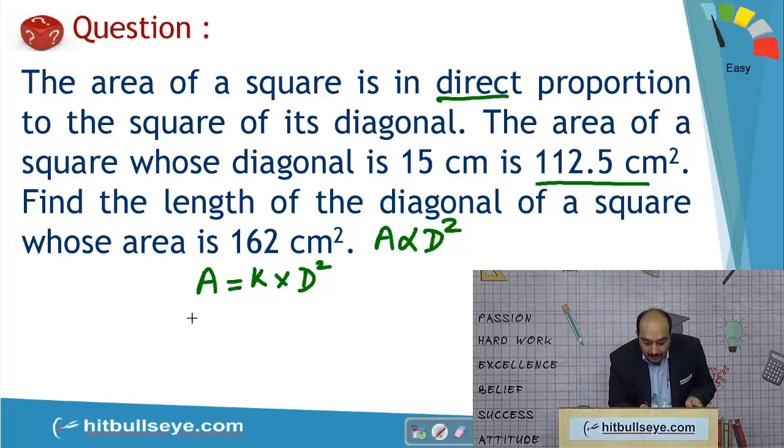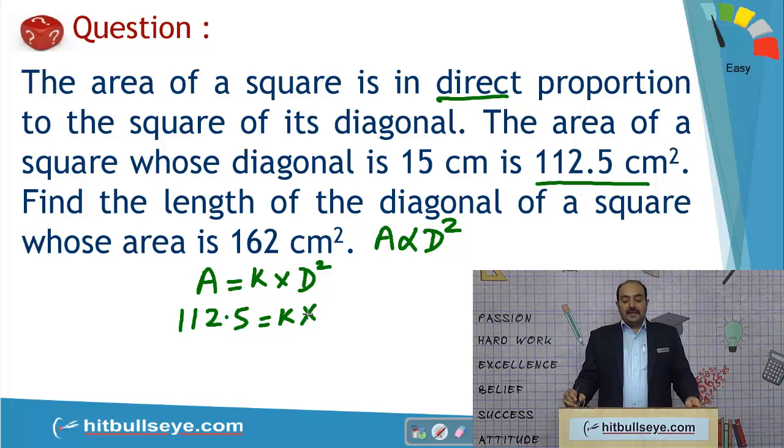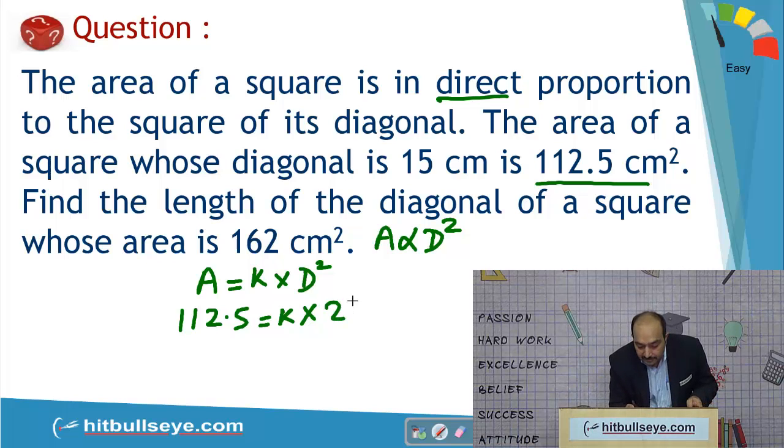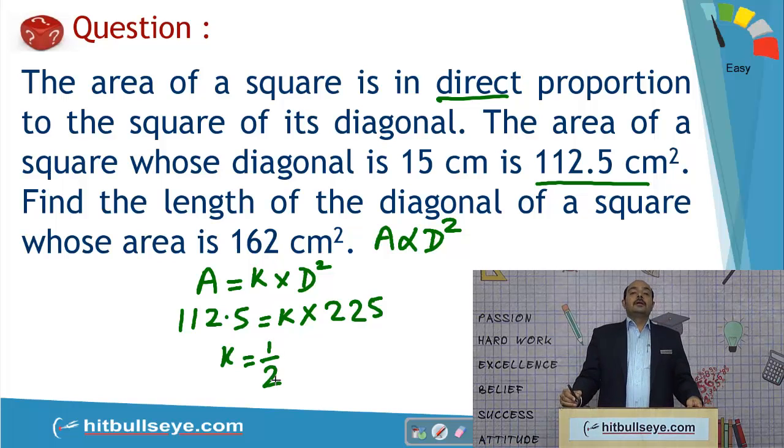So we are given area as 112.5 equals k into the diagonal, which is 15, gives us d square which is 225, and we can find k as 1 by 2. We'll use this value again to get the final answer.